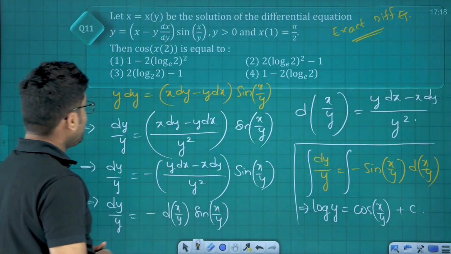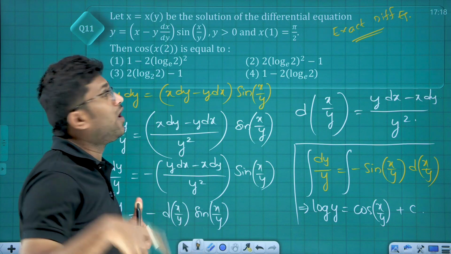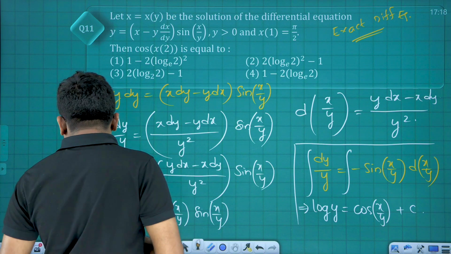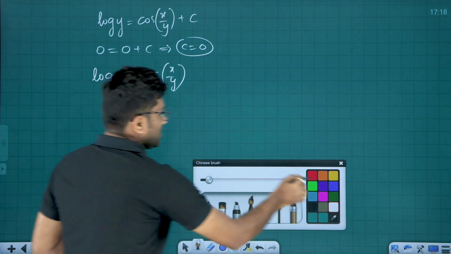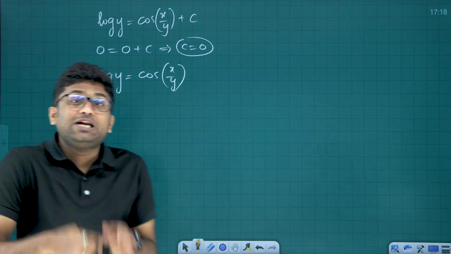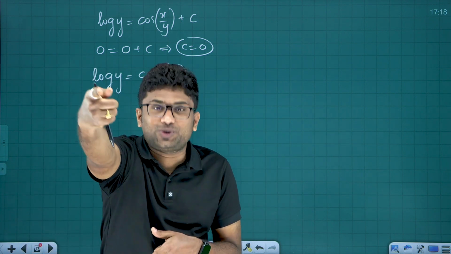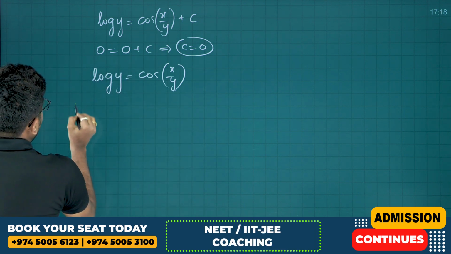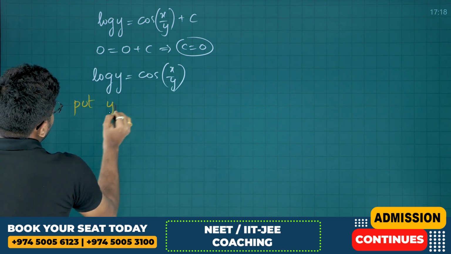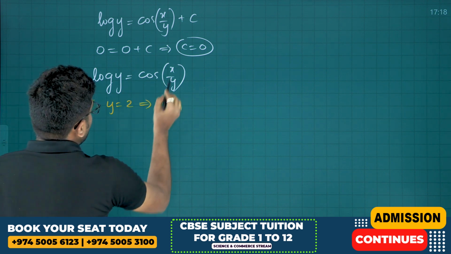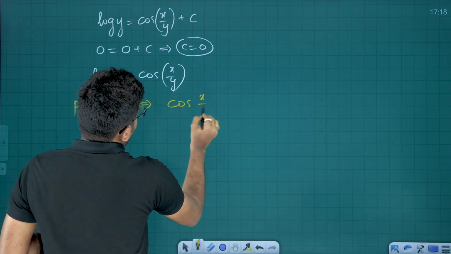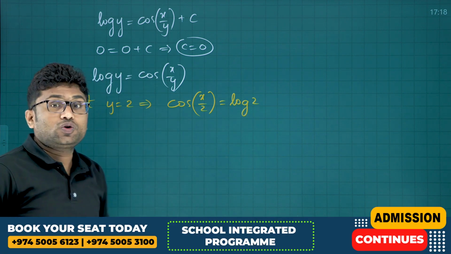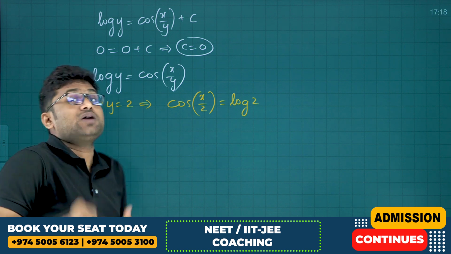What they are asking is cos x of 2. Cos x of 2 is not cos 2x. Cos x of 2 means find the value of cos x at y equal to 2. So put y is equal to 2. If you put y is equal to 2, then cos of x by 2 is equal to log 2, we got. We have to find cos x. They are asking us to find the cos x value.